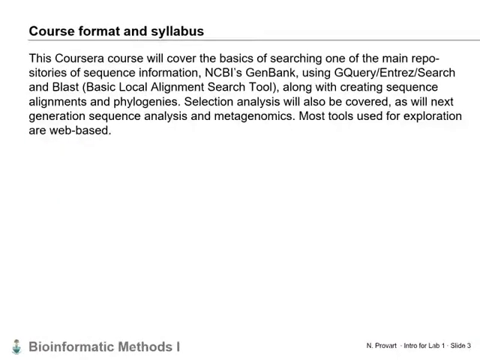So this course will cover the basics of searching one of the main repositories of nucleotide and protein sequence information, NCBI, the National Center for Biotechnology Information's GenBank, using GQuery/Entrez Search, and BLAST, which stands for Basic Local Alignment Search Tool. We'll also create multiple sequence alignments and phylogenies, and cover selection analysis and next-gen sequence analysis and metagenomics.